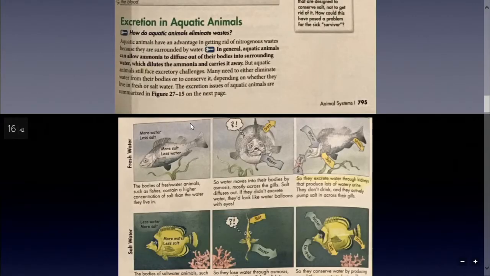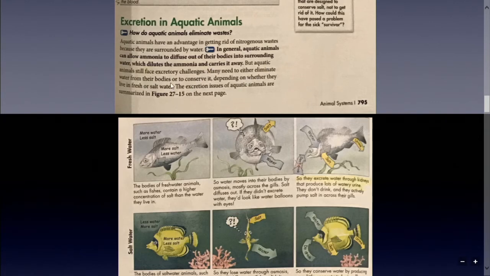Okay, so let's look at aquatic animals and land animals, the difference there. And so with aquatic animals, it's actually kind of easy. At least a lot of the aquatic animals can just do it through their skin, out their bodies, into the surrounding water. So they can allow ammonia to diffuse out of their bodies just into the surrounding water. And that water is just going to dilute the ammonia and carry it away. So it's quite an easy process.